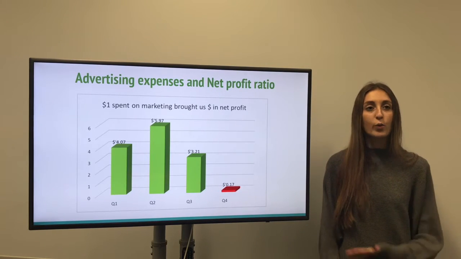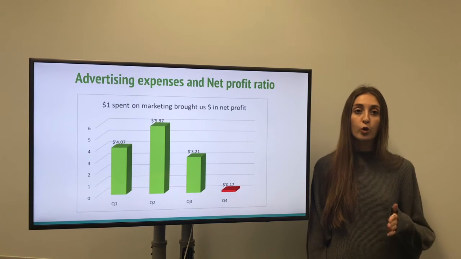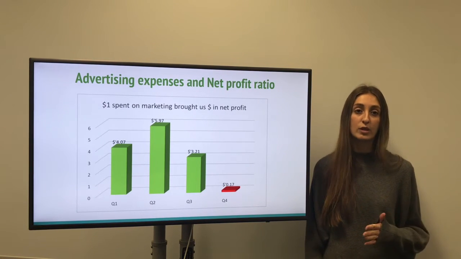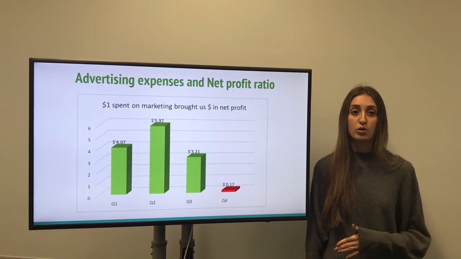Here we continue with the ratio of spending $1 on advertising that brought us net profit. Quarter 1 and 2 went well. In quarter 3, we had more expenses, thus our net profit decreased. And quarter 4, due to the human error, went into negative numbers.